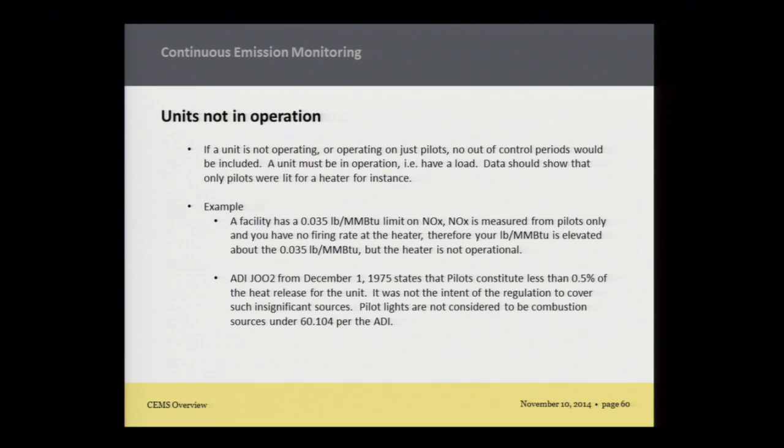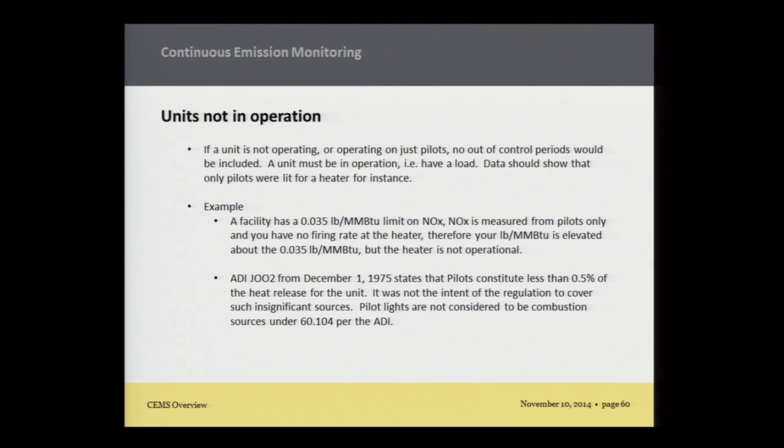So unit's not in operation. This was a question I had and threw in an answer here that we found after some research. If a unit is not operating, or operating on just pilots, no out of control periods would be included. A unit must be in operation, i.e. have a load. Data should show that only pilots were lit for a heater, for instance.